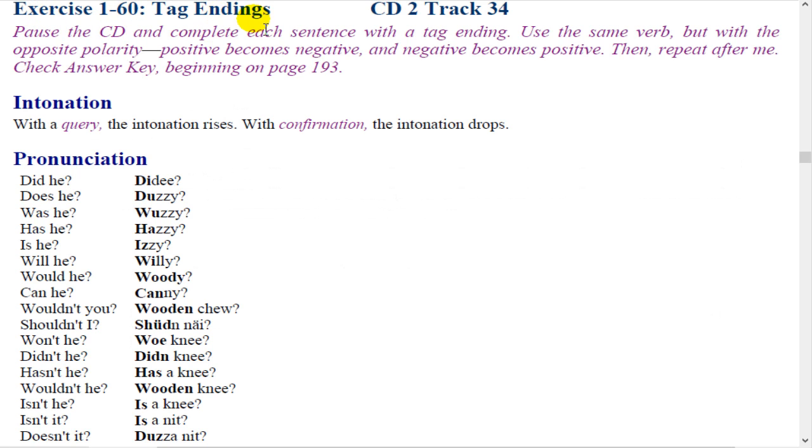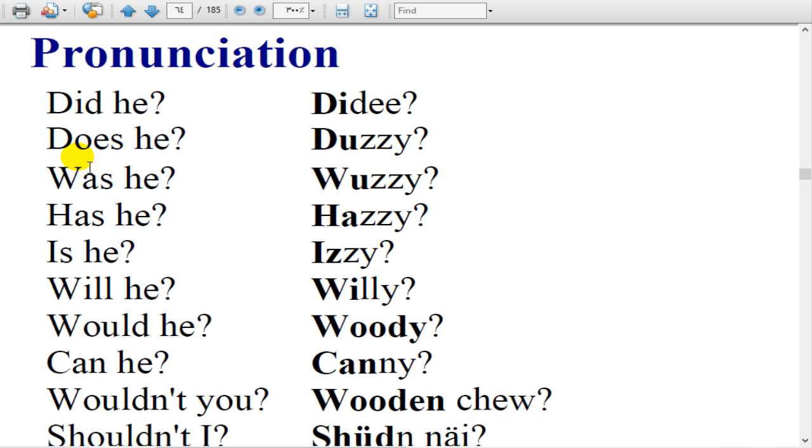Tag endings. Pause the CD and complete each sentence with the tag ending. Use the same verb but with the opposite polarity. Positive becomes negative, and negative becomes positive. Then repeat after me. Check the answer key beginning on page 193.